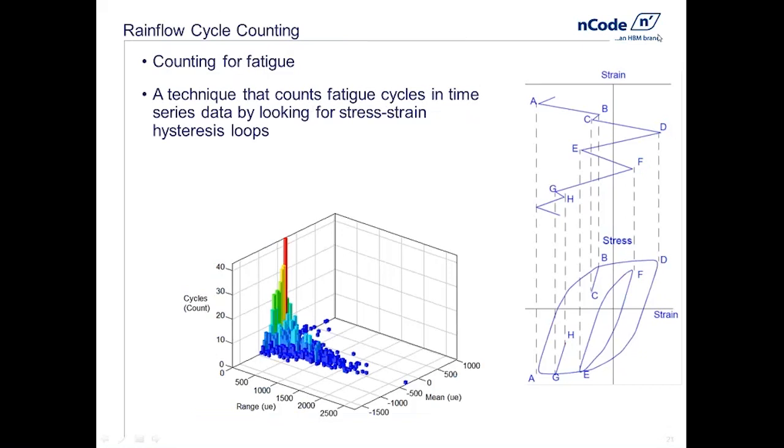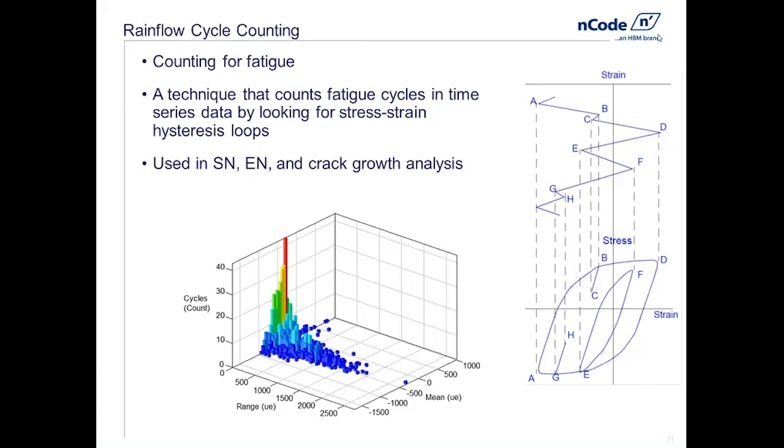So rainflow cycle counting is a strange mathematical or conceptual thing to get your head around, but the beauty of it is it's an awesome, efficient way for a computer to take a squiggly line of variable amplitude stress or strain history and count all the fatigue hysteresis loops in it, which means then it has all the cycles, which means that any of the techniques we've been talking about today, stress life, strain life, crack growth, any of those techniques can use this list of cycles to understand durability.